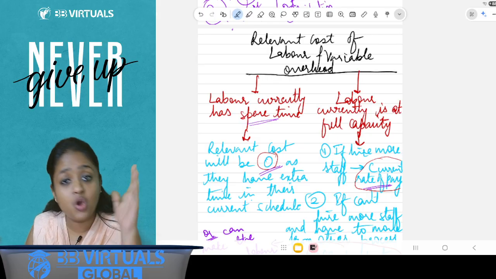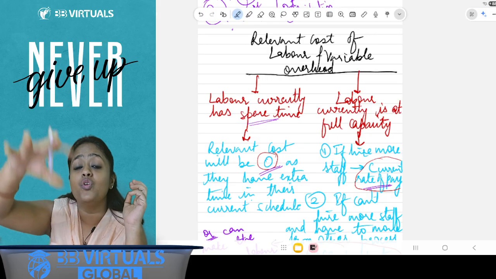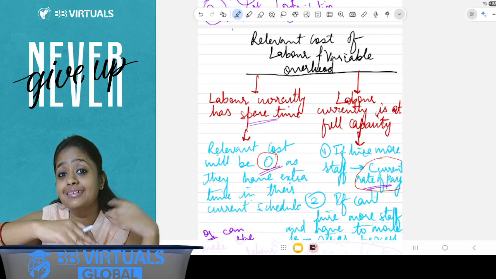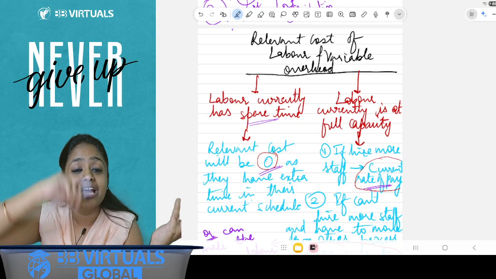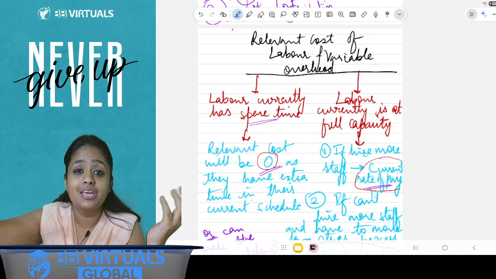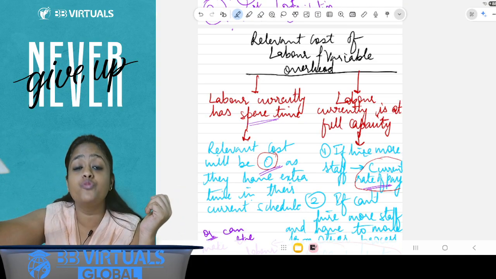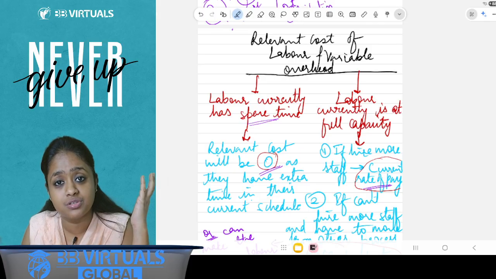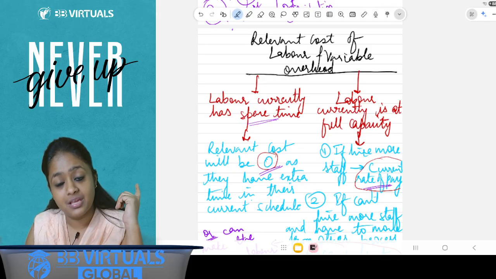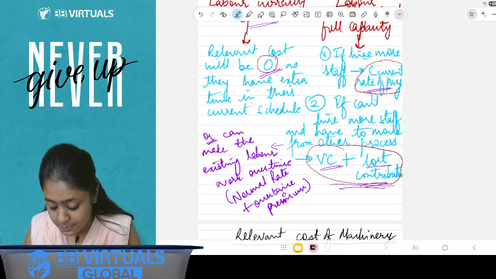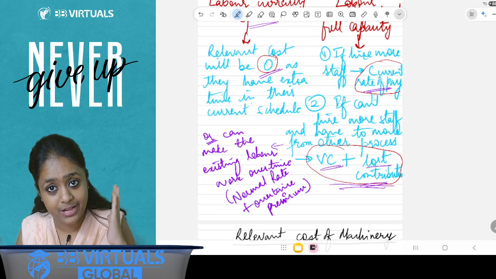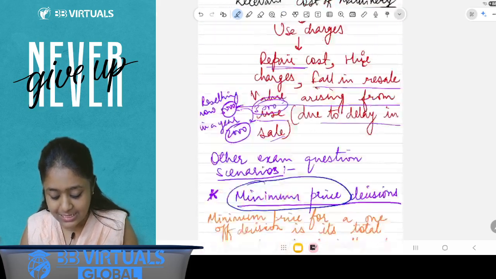Correct. But along with this, since they moved from process 1 to process 2, what do I have to cover more? Think. Absolutely correct. Lost contribution. That was lost because we moved the labor from process 1 to process 2. We lost on the contribution. So that also will be covered. So here my relevant cost will be variable cost per hour plus lost contribution. Very good. Let's go forward. Let's take the next one.